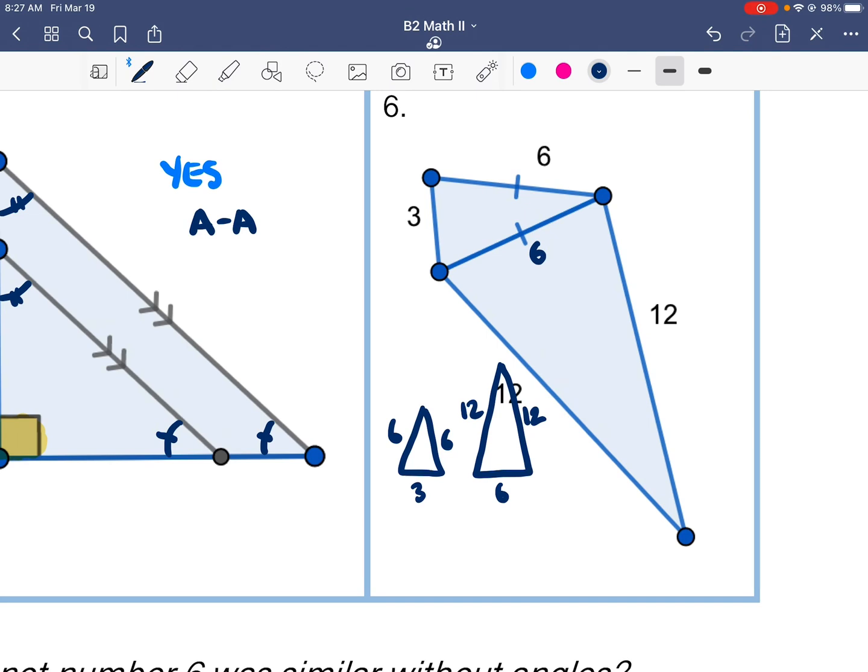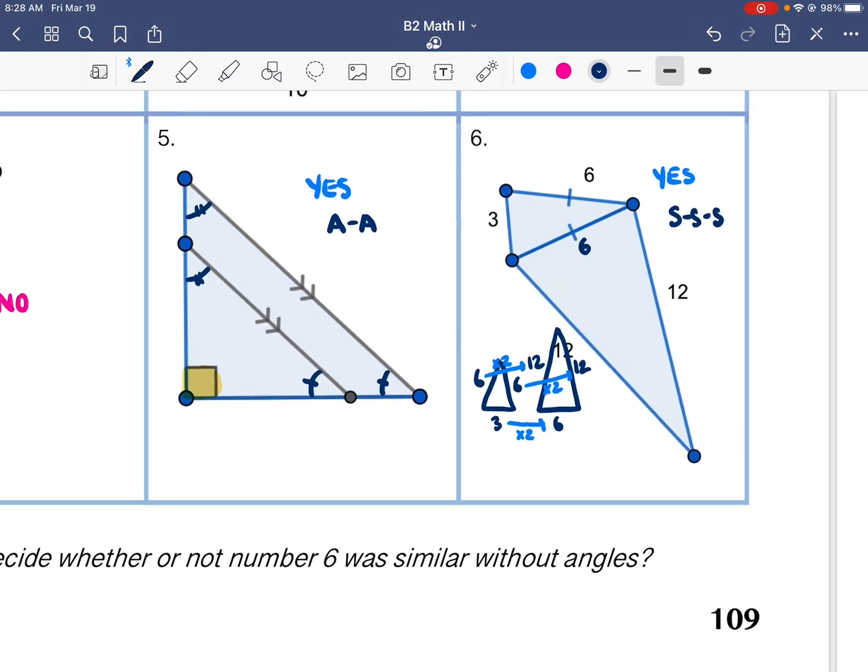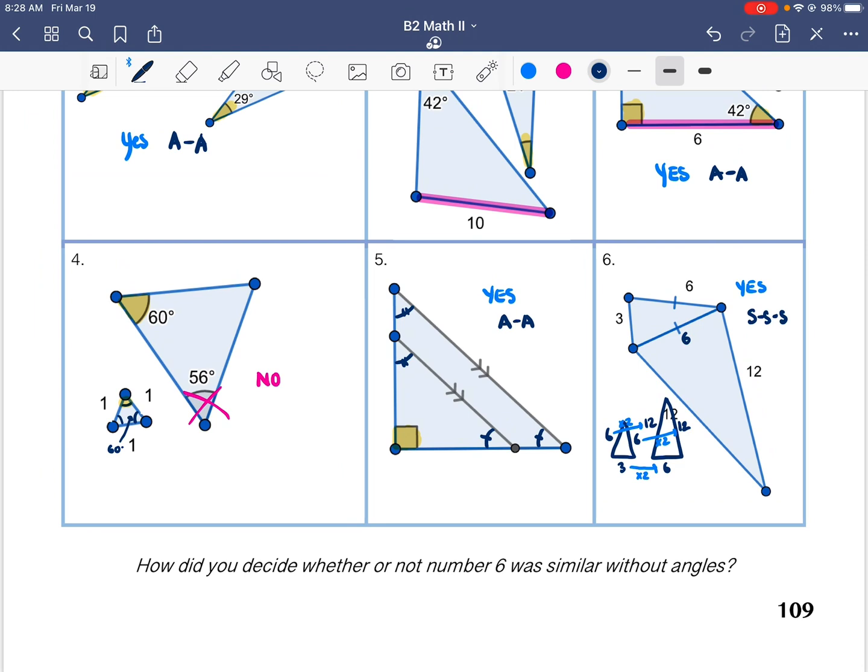So remember that is multiplying or dividing, right, by something. So we need to decide what are we multiplying by to get from 3 to 6. And that's times 2, right? 3 times 2 makes 6. So is 6 to 12 and 6 to 12. Those are both times 2. So as long as all of those match, then those 2 triangles are similar because we sized the whole triangle up by 2, which makes similar triangles. So this is also a yes, and this is by side, side, side. Because all the 3 sides are scaled up proportionally, and so we can tell that it is similar.